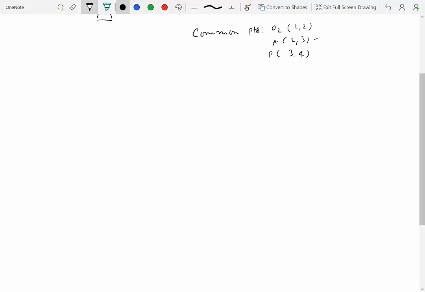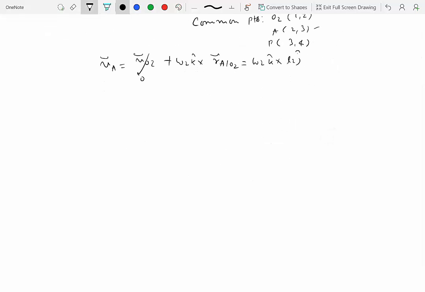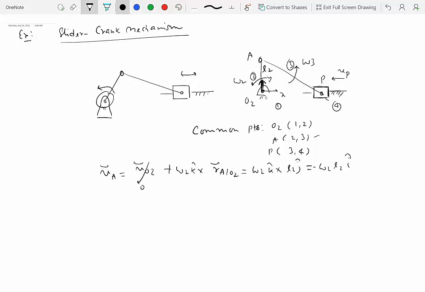So velocity of A choosing O2 as a reference point, which is 0, plus omega 2 k hat cross R of A with respect to O2, which is omega 2 k hat cross, let's say this length is L2, right? So that's L2 j hat, and that is omega 2 k cross j, which is minus i hat, right? That makes sense because we know the point A is going to be moving in a circular path with respect to O2. Since O2A is going towards the left, A has to be pointing that way, the initial direction of that circular path, and that's why the negative sign.